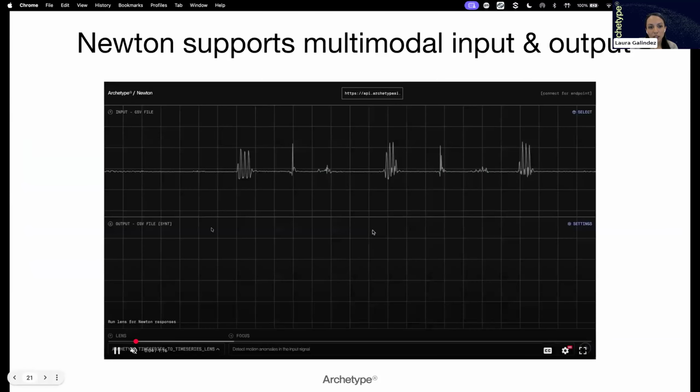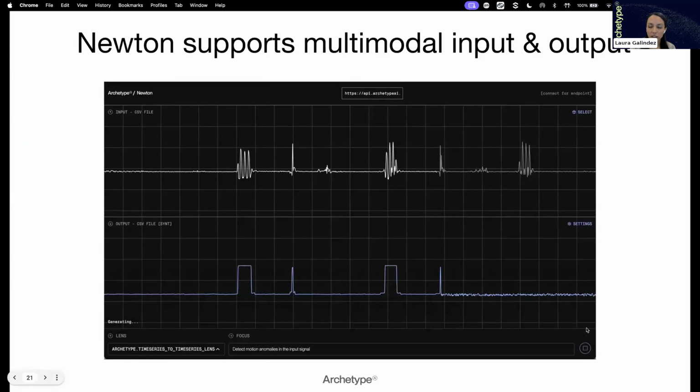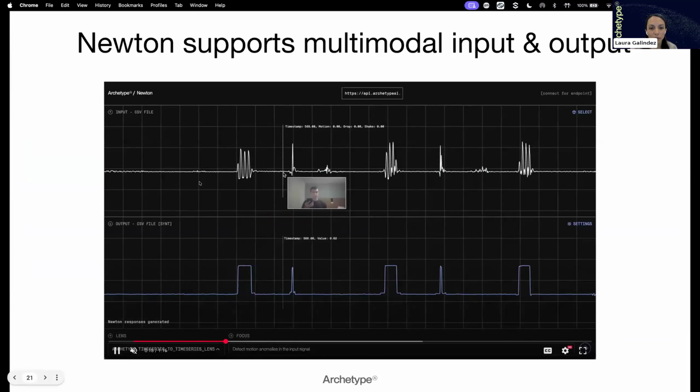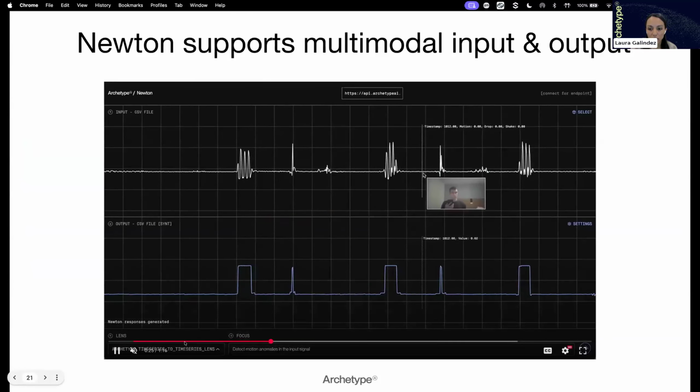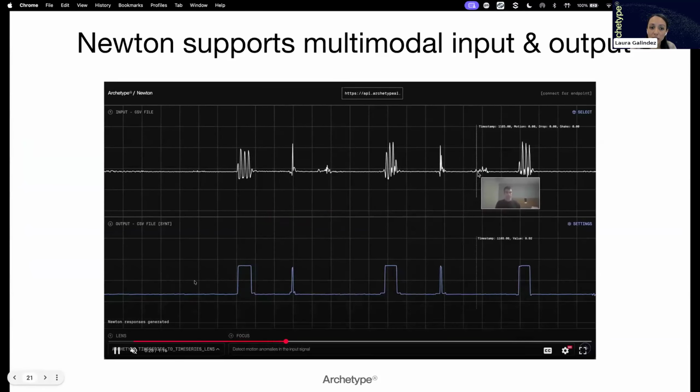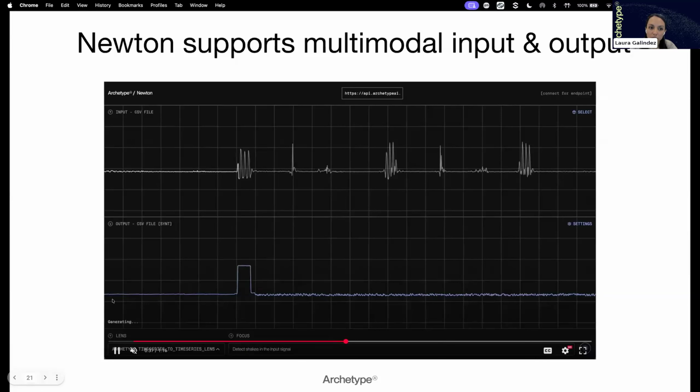And then finally, this is early work that takes Newton a step further into signal-to-signal intelligence. And this can be done by leveraging the unified embedding space I was talking about before. So what you're seeing here is an accelerometer signal at the top that is fed directly into Newton. And what we do is that we prompt it with natural language to detect signal anomalies. And now at the output, instead of getting a description in natural language, we actually get a synthesized waveform that marks exactly where those anomalies occurred.